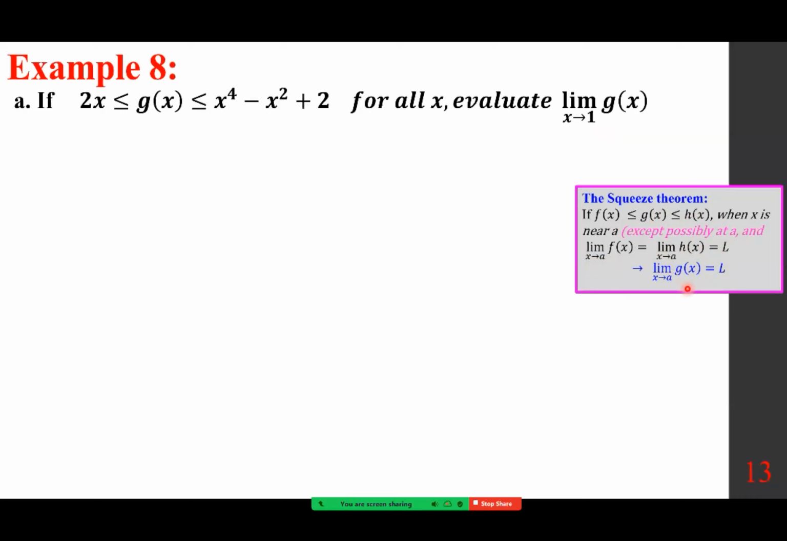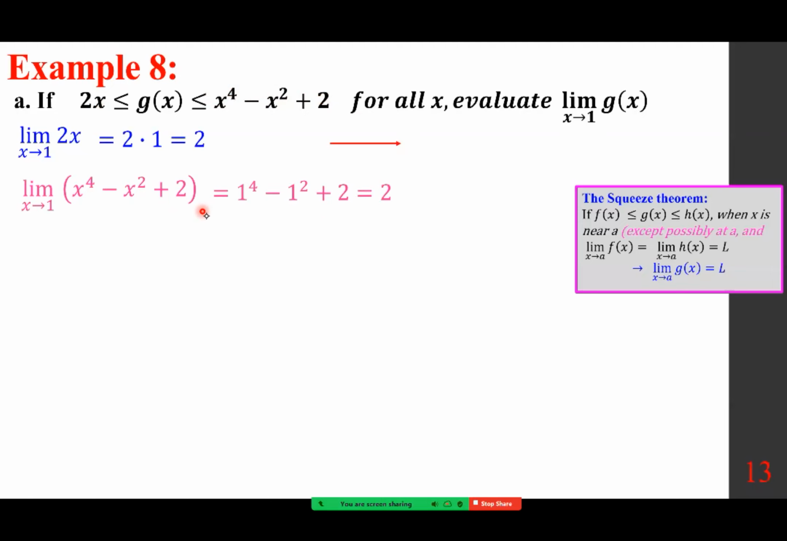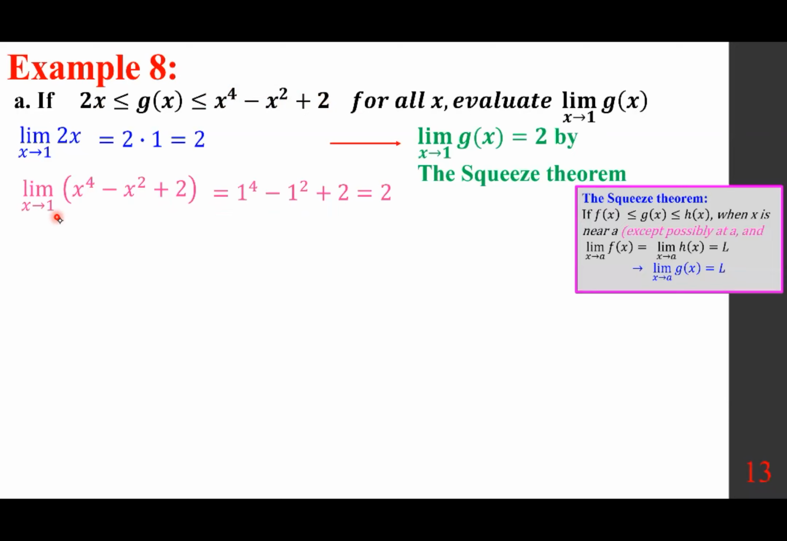So with that being the case, let's take a limit of the left side, which becomes 2. Let's take the limit of the right side, 1 to the power of 4 minus 1 squared plus 2, which becomes 2 again. Because these two limits are the same, by the squeeze theorem, the limit of g of x must be 2 as x approaches 1. Squeeze theorem is very important, class. It's a very powerful theorem.